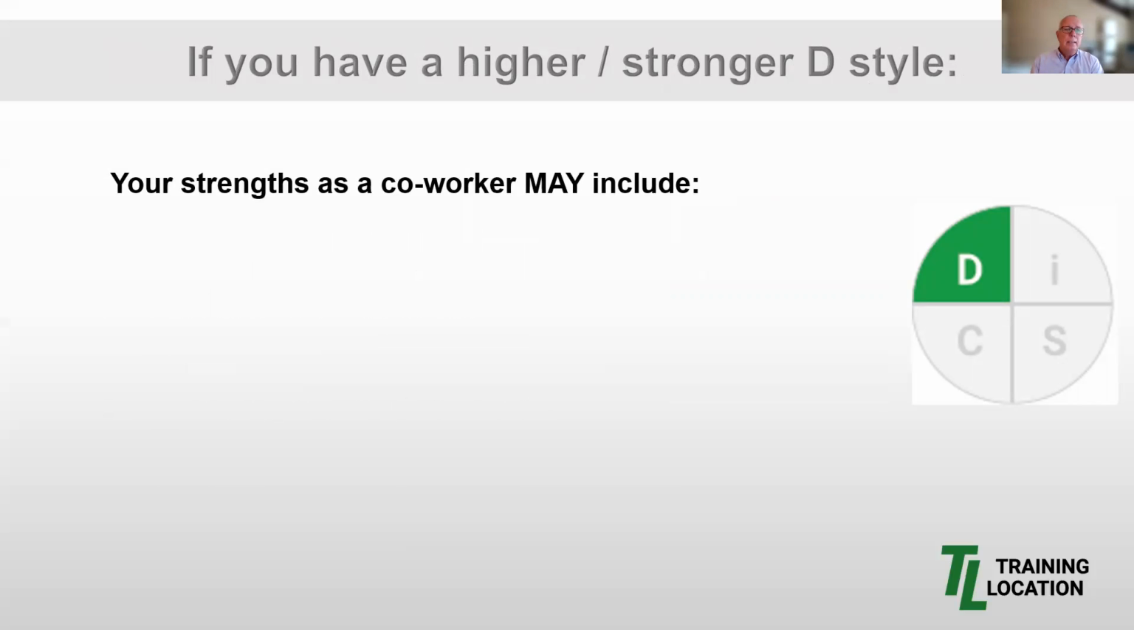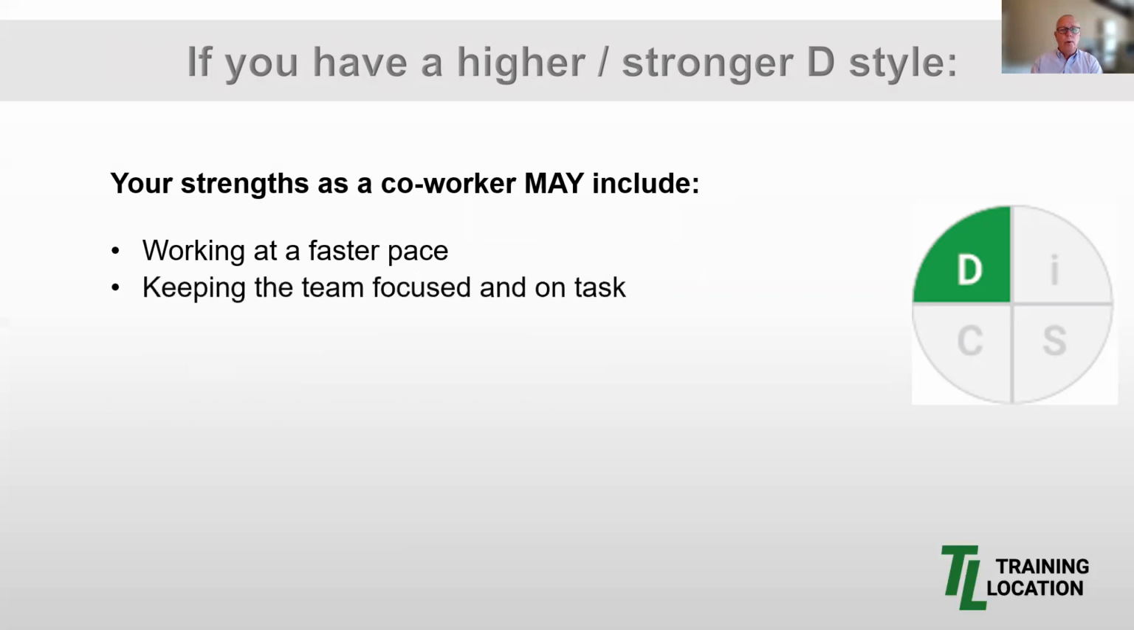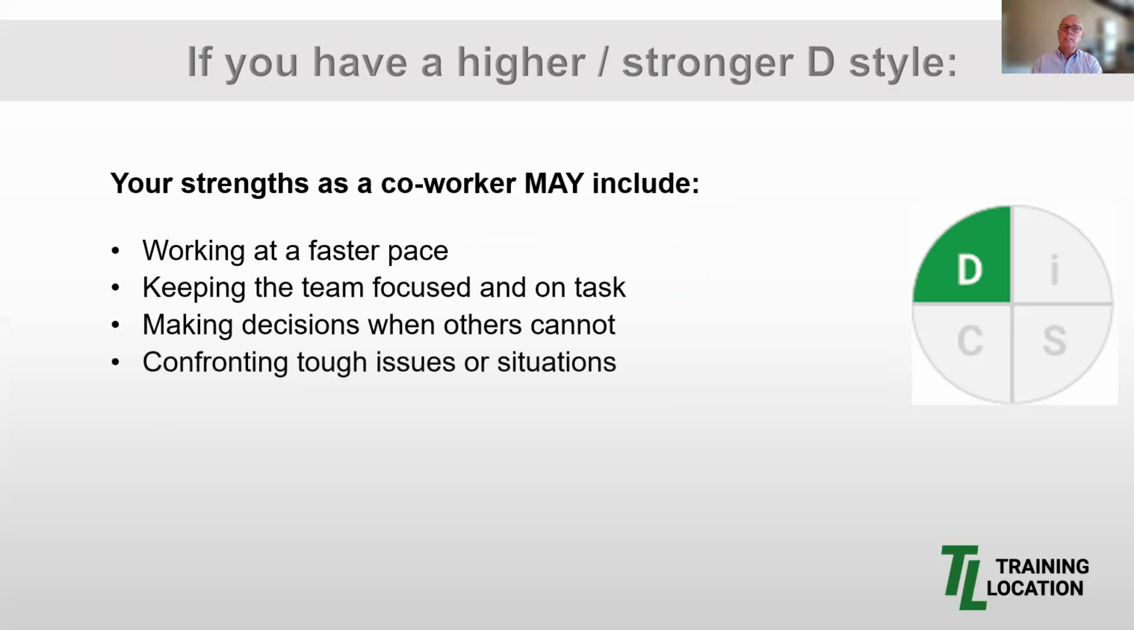Now, as a high D, your strengths as a coworker may include working at a faster pace. Makes sense given the model we've learned. Keeping the team focused and on task. Making decisions when others cannot. Confronting tough issues or situations. And accepting change as a personal challenge. We'll see how these come into play later in the presentation.